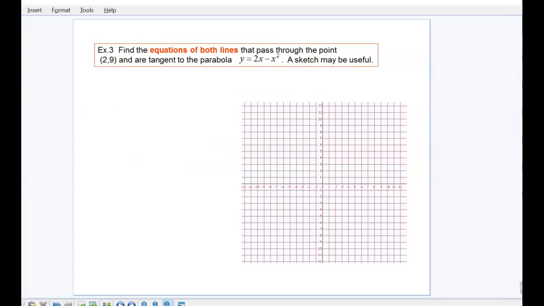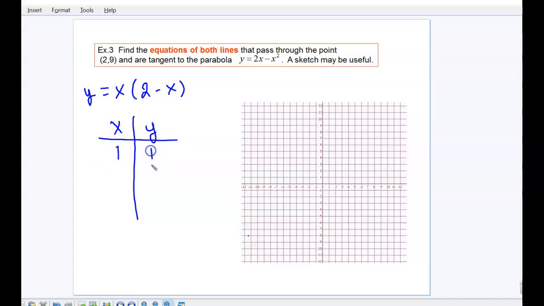In our last example, we're asked to find the equations of both lines that pass through the point (2, 9) and are tangent to the parabola y equals 2x minus x squared. First of all, it's always good to graph y equals 2x minus x squared. I'm just going to factor an x out and create a table of values. When x is 1, y is 1. When x is 0, y is 0. When x is 2, y is 0. So I'm going to get a parabola that goes down something like this. And then I have a point (2, 9), which is right there.